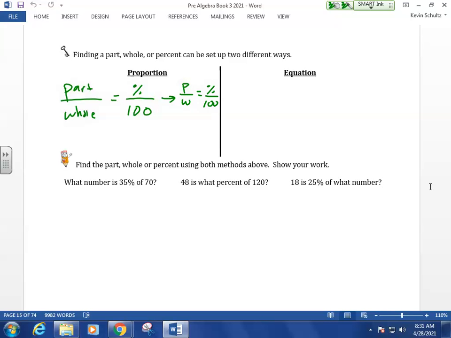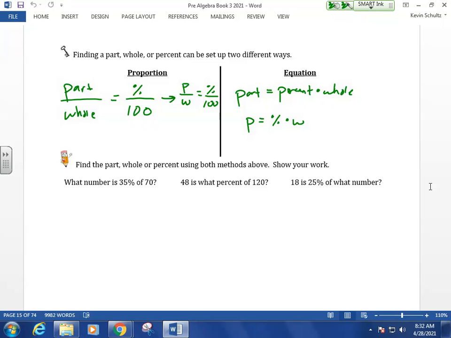Okay? Or the equation. This one actually correlates very well with the phrase that I brought up at the beginning of the lesson: a part is a percent of a whole. Remember that the word "of" can mean that you're multiplying. So part equals percent times whole. This can be shortened to P equals percent times W.